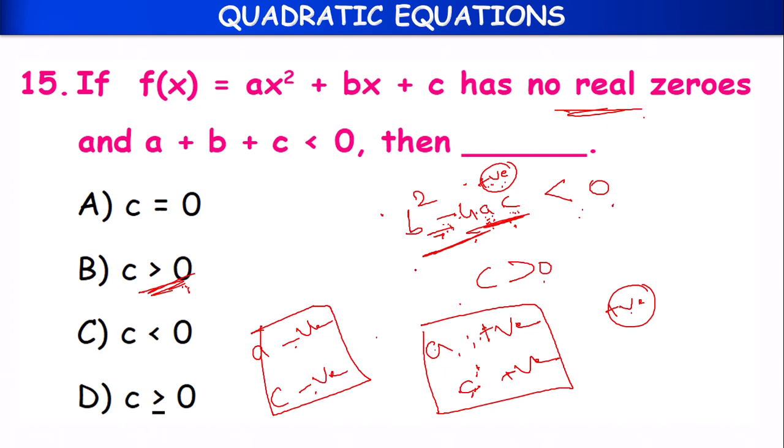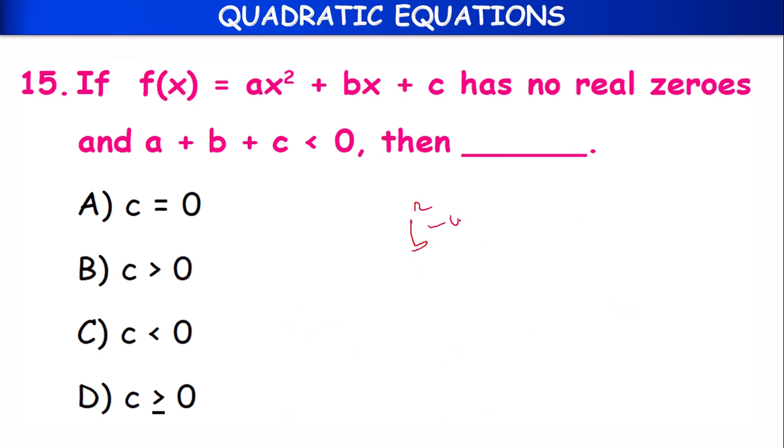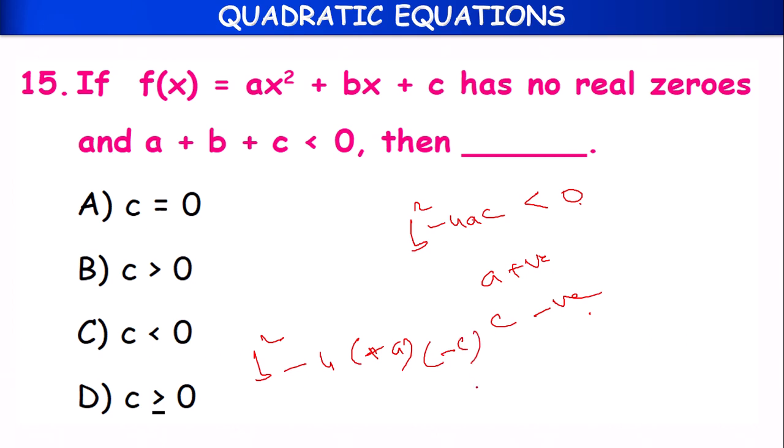Otherwise, if one is positive, suppose in B square minus 4ac less than 0, suppose A is positive and C is negative, then what happens? Here B square minus 4 into positive A and negative C. Plus into minus is minus, minus into minus is plus, so we will get B square plus 4ac less than 0.